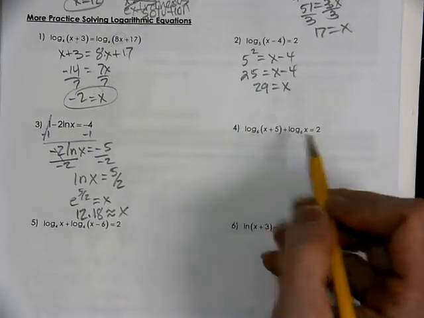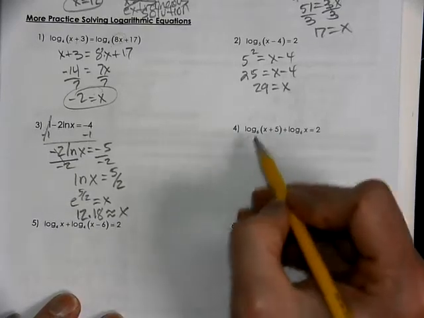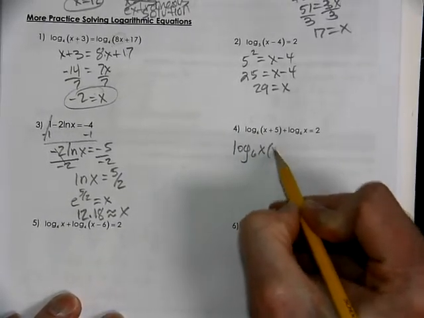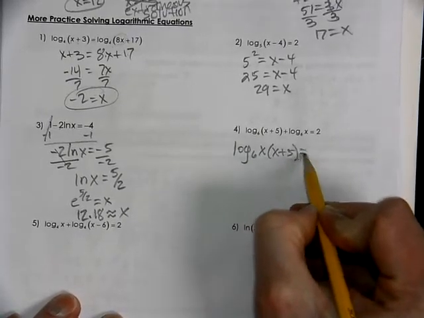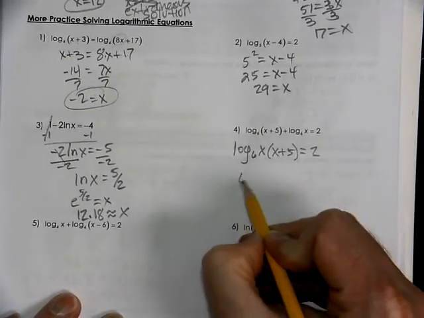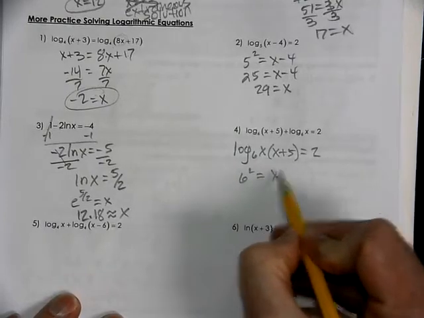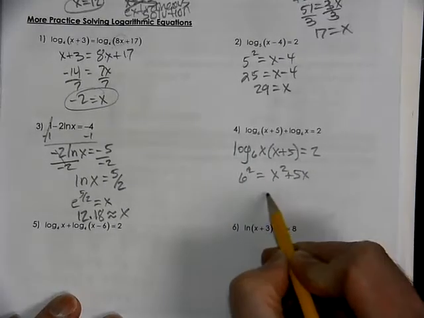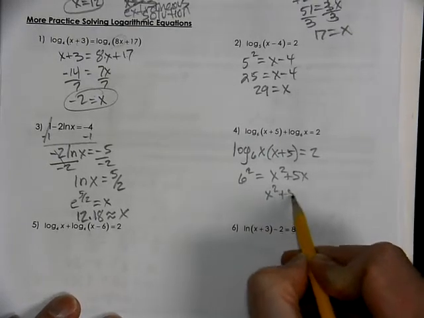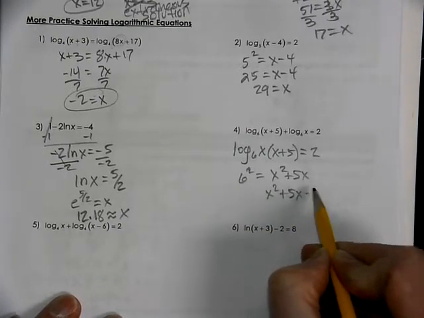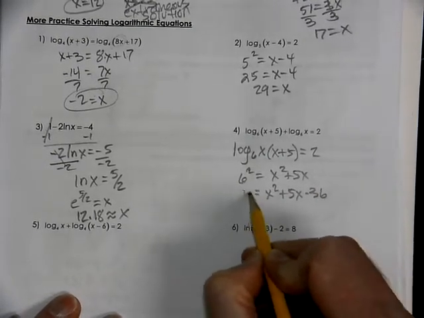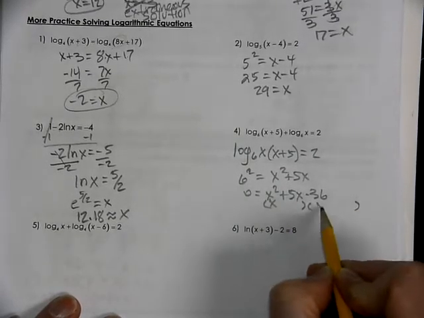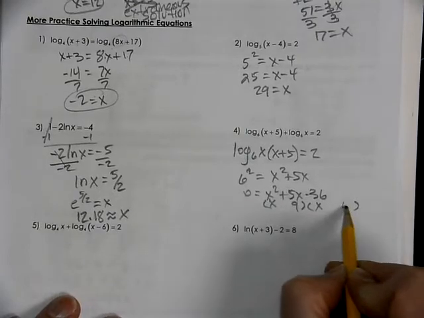On this side, we're adding 2 logarithms together. If you're adding 2 logarithms, we want to condense those first. Then we would write it in exponential form. Subtract over the 36 and factor it apart. That looks like 9 and 4.